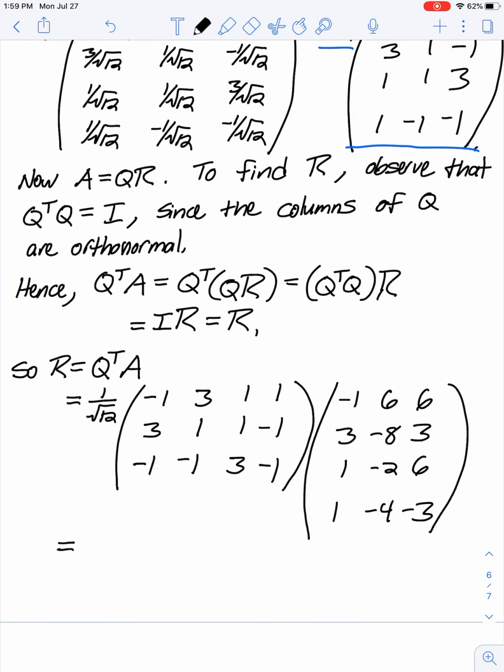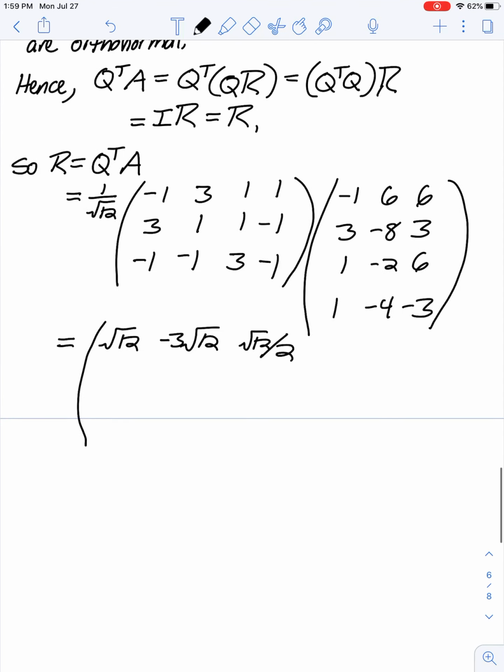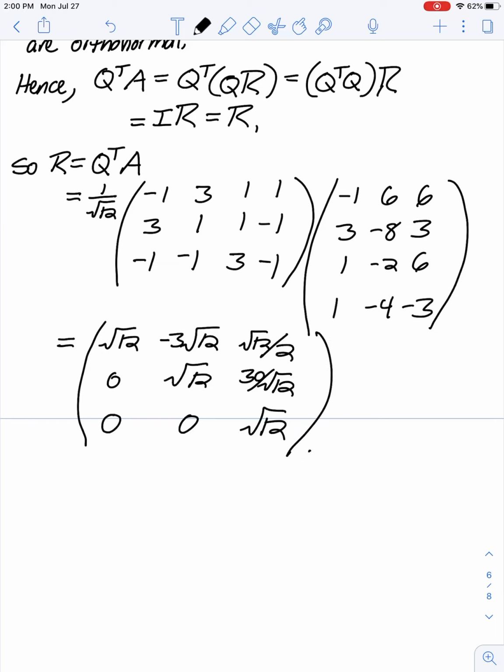So the product of these two matrices, which are 3 by 4 and 4 by 3, is going to be a 3 by 3 matrix. And if we multiply this out, let's see what we get. We have root 12, -3 times root 12, root 12 divided by 2, then 0, root 12, 30 divided by root 12, and our last row is 0, 0, root 12. So again, R by construction is an upper triangular square matrix whose diagonal entries are positive.